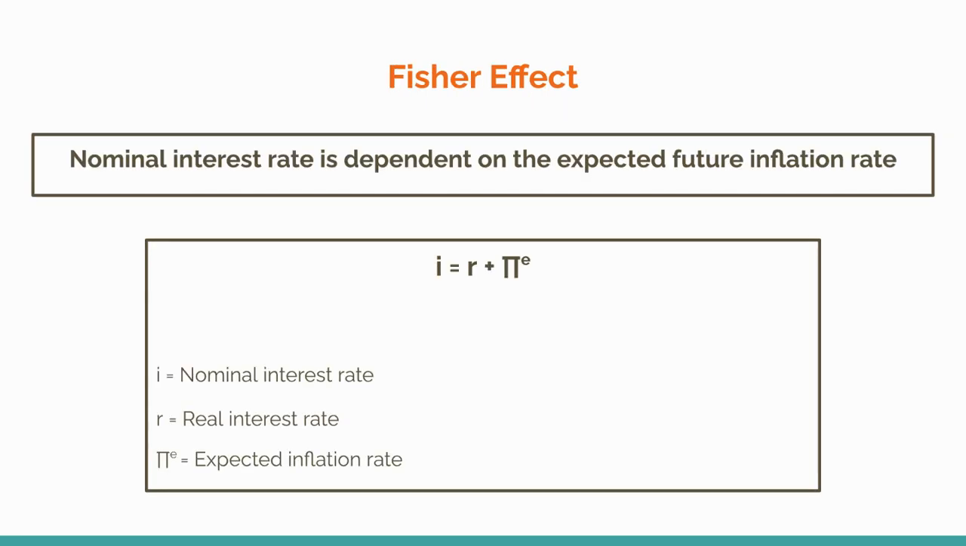We also have the Fisher effect, which says that the nominal interest rate is dependent on the expected future inflation rate. In the formula, we can also see that the nominal interest rate is equivalent to real interest rate plus the expected inflation rate. Therefore, we can see that the nominal interest rate is dependent on our expected inflation rate. Also notice that the expected inflation rate is calculated in the previous formula. So now that we know both of these concepts, we can solve more complex problems.